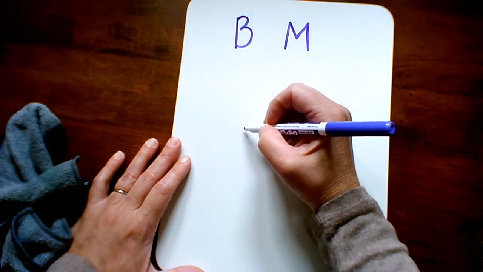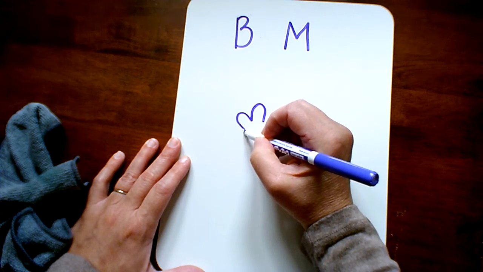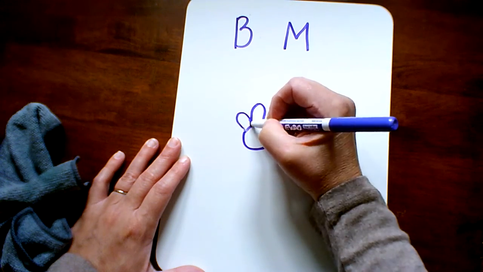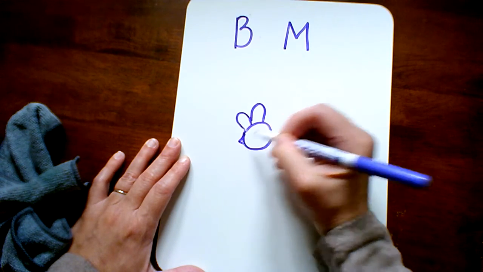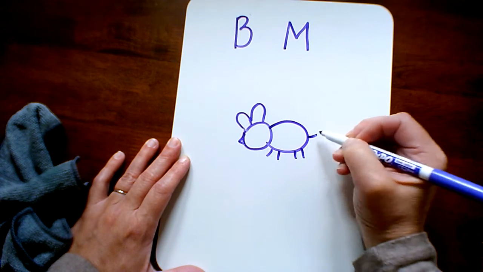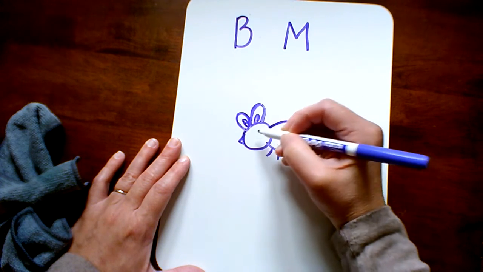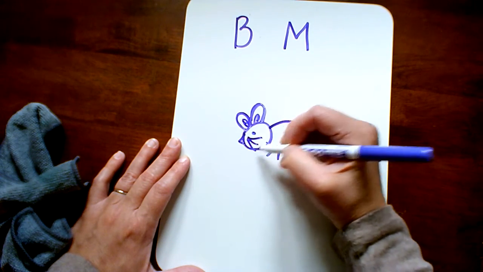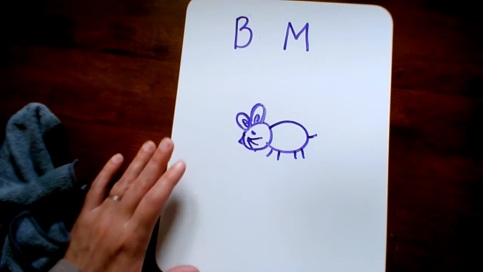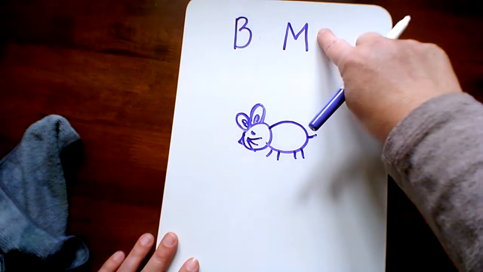Let's do this. It's kind of a funny looking picture, but I'm doing my best here. It's an animal that has really big ears, as you can see here. Can you tell what that is? That's a mouse. What sound or what letter does mouse start with? Starts with M.